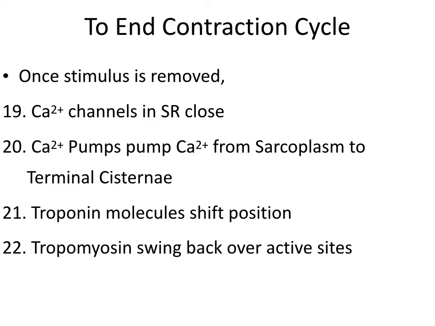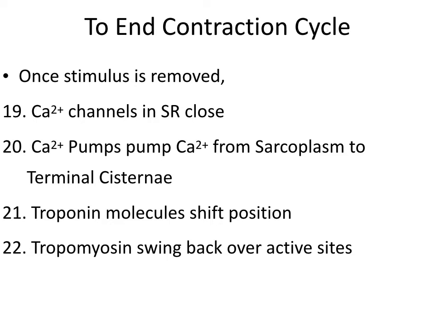In other words, you just go backwards. So again, calcium pumps pump calcium back into the sarcoplasmic reticulum, getting rid of all the calcium. It puts it back in its original place. That means that calcium will no longer be attached to troponin, and troponin changes back to the first position, which causes tropomyosin to roll over the active sites back, and it covers those exposed sites.